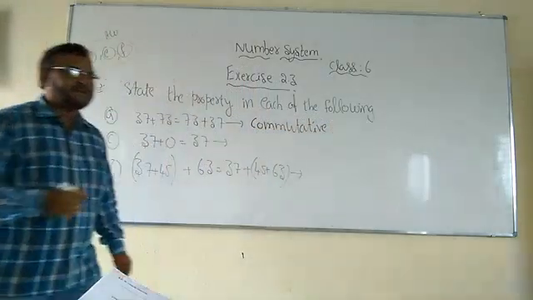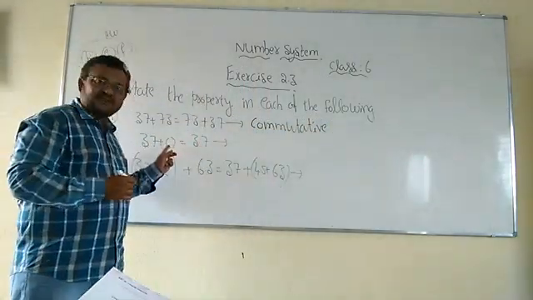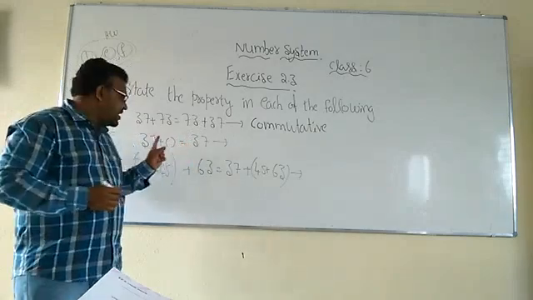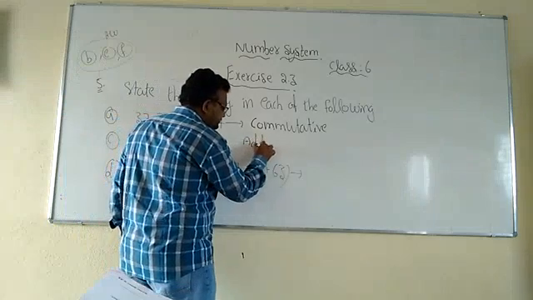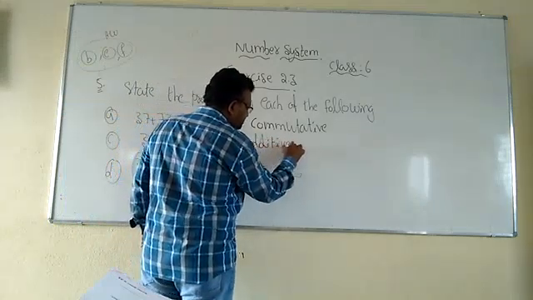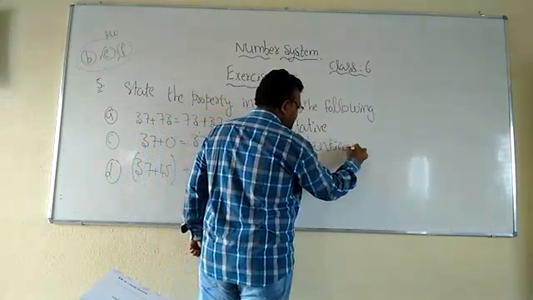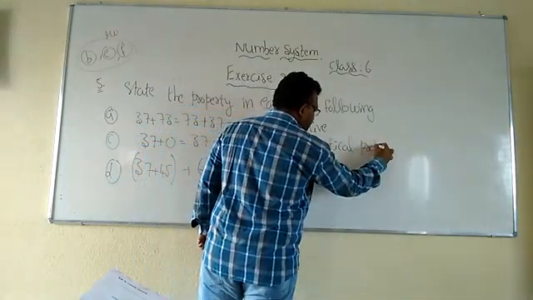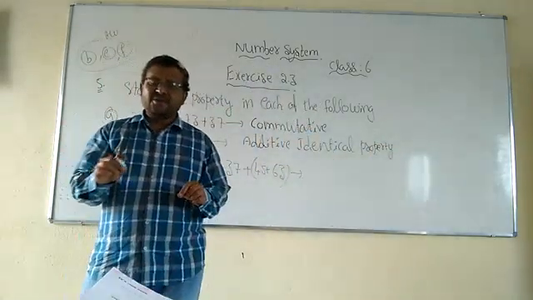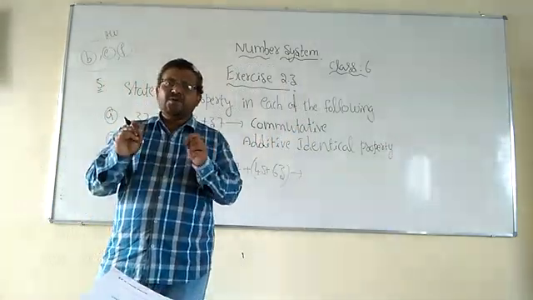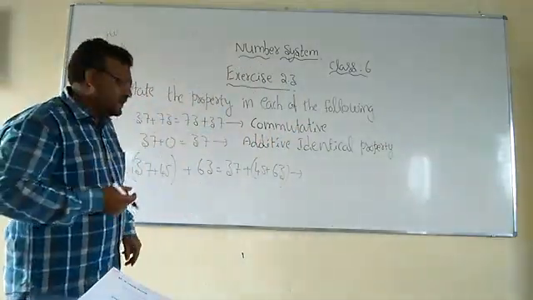Commutative property. Next, 37 plus 0 is equal to 37. Here 0 is the identity, so additive identity property. If we know the properties, within seconds we can answer all of these by observing at a glance.